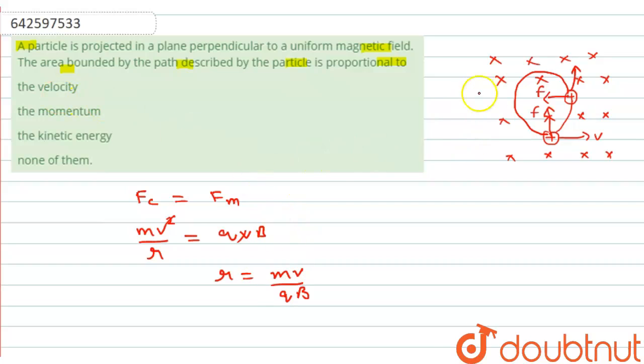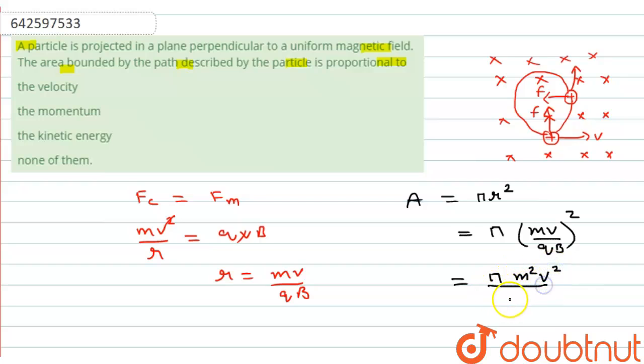So it is the circular path, and we know that the area of the circular path will be equal to pi r square. Take small r, pi r square, because we are taking small r. And here r we have calculated as mv over qB, so we can write it as pi m square v square divided by q square B square.